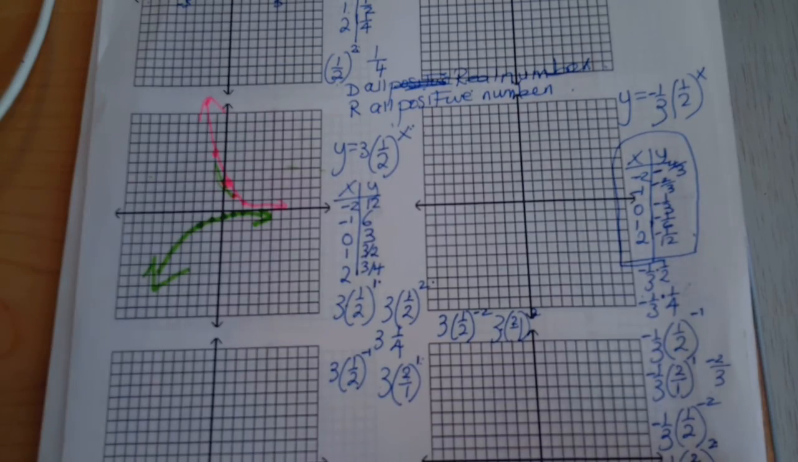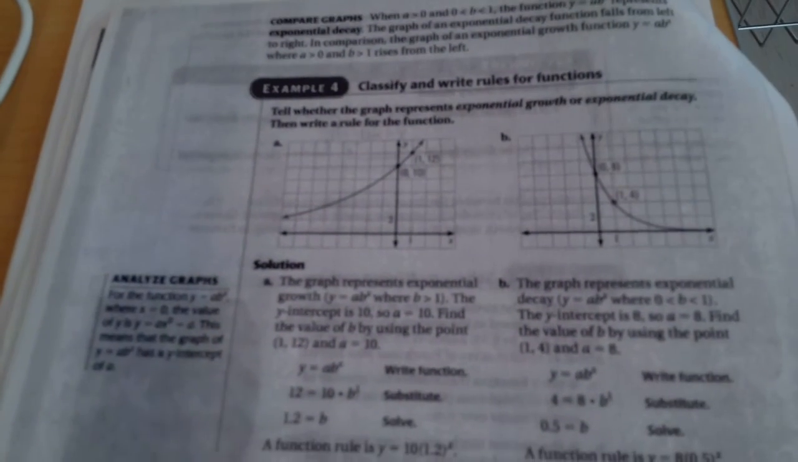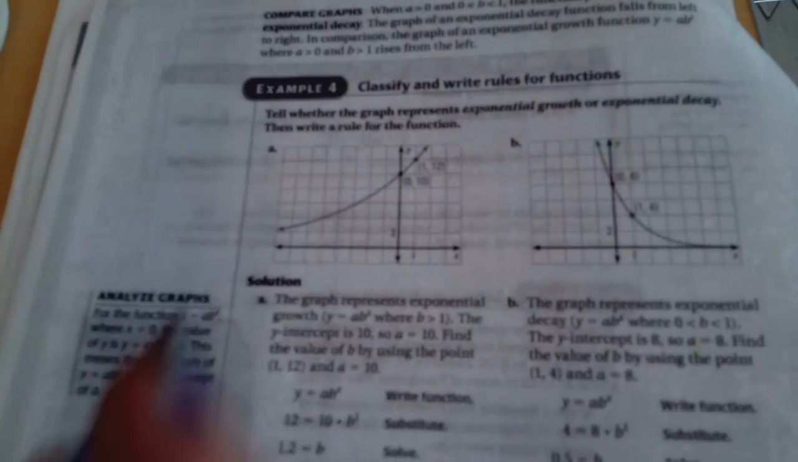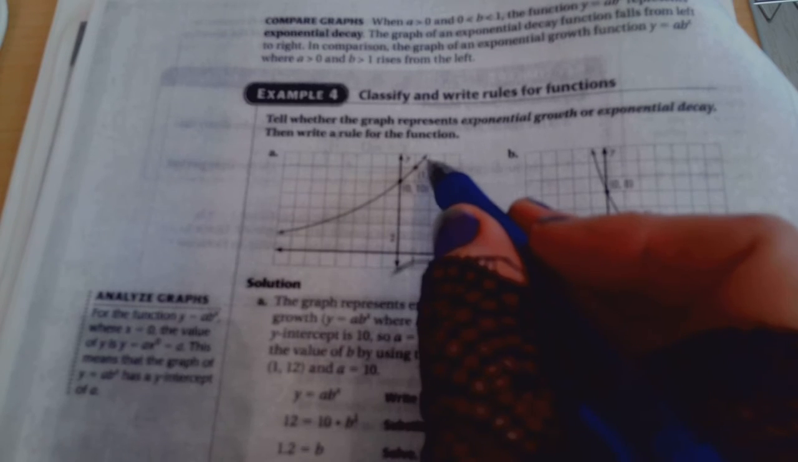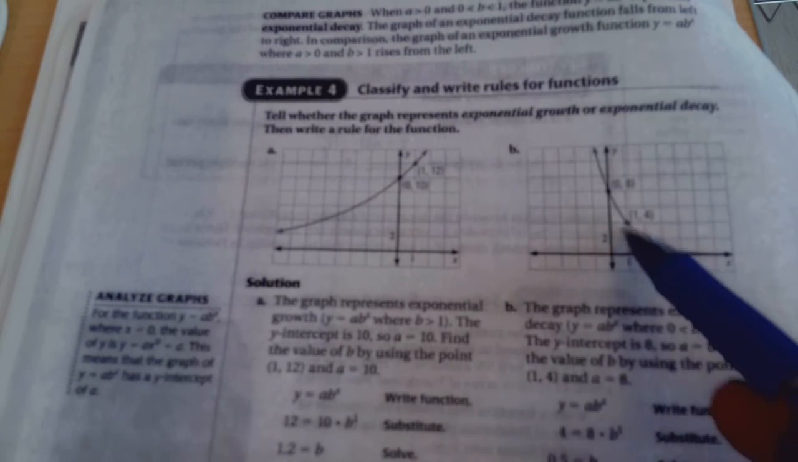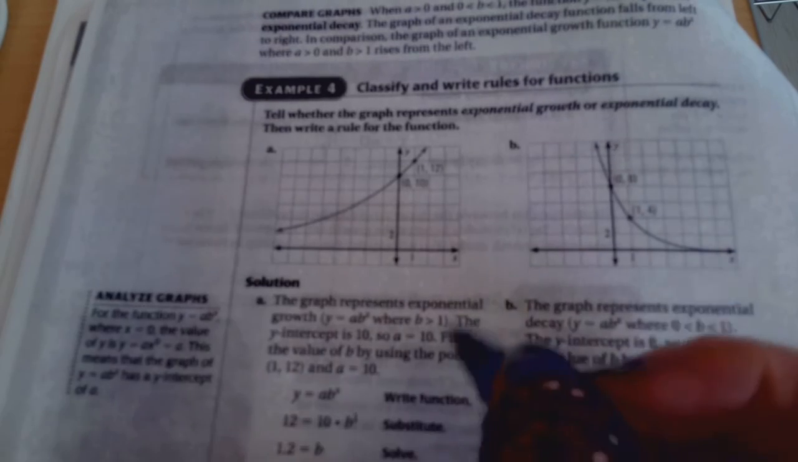Okay, so we are going to learn to look at a graph and write a rule. I'm just going to use the one that they have here, and I'm going to show you. So to write a rule for an exponential function, you have to look. You can see that this is a growth function. It's increasing as it goes from left to right. This is a decay function, all right? So we need to write a rule.